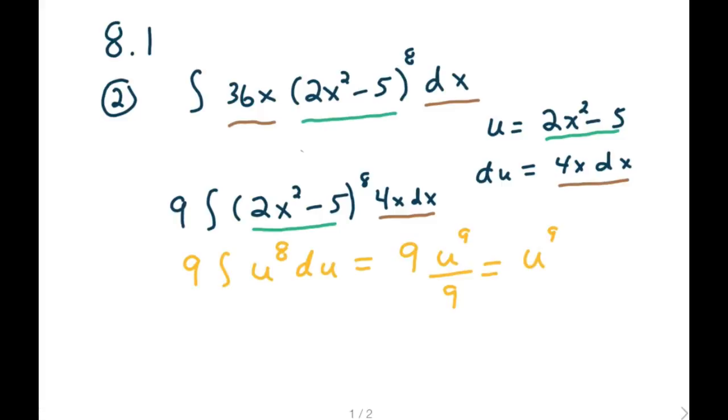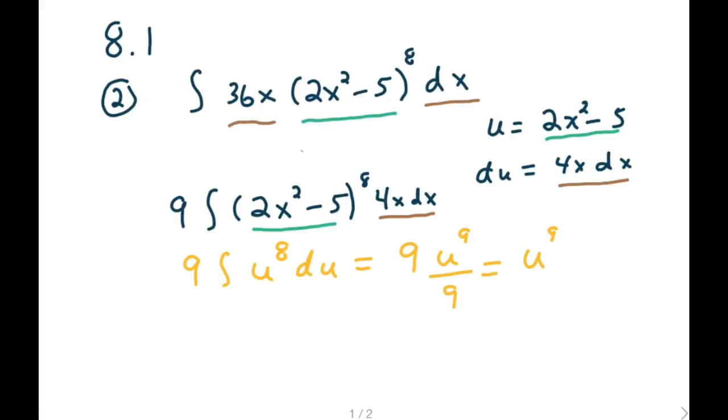When doing u substitution, it's important to change the entire x problem into a u problem. So what I've done here is I still have my 9 out front, and we have an integral now of, instead of 2x squared minus 5, I have a u raised to the 8th power, and 4x dx turns into du. We perform our calculus by using the power rule.